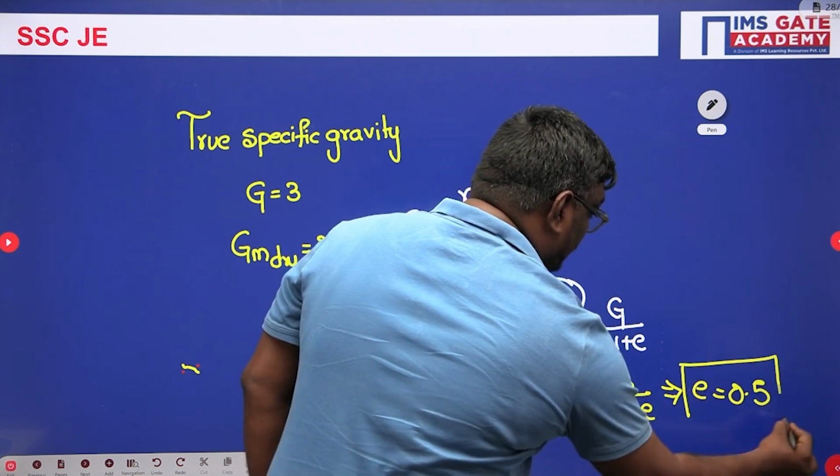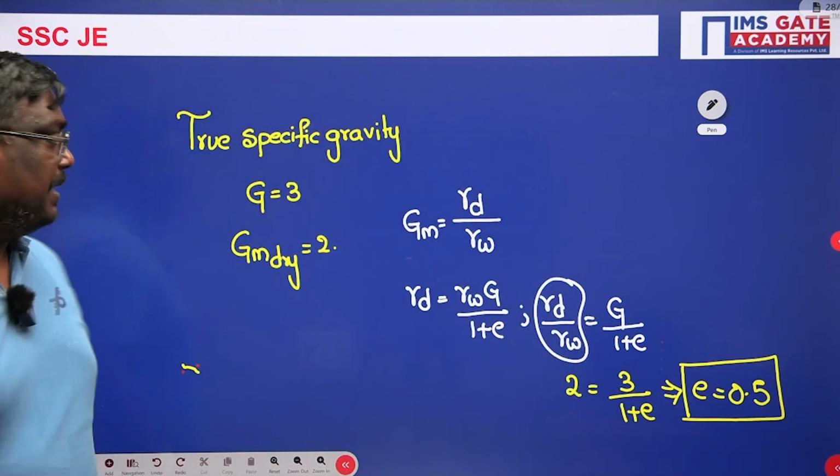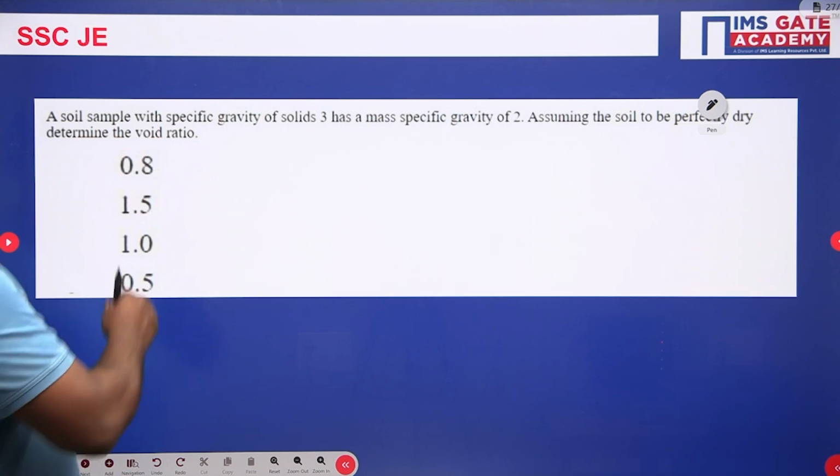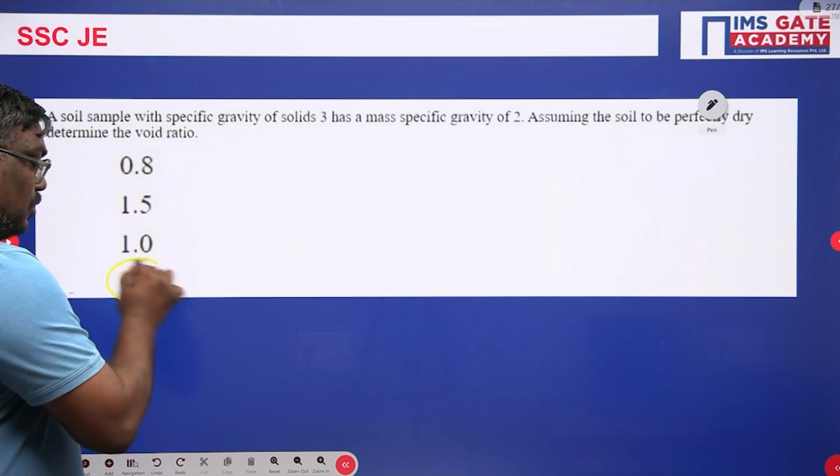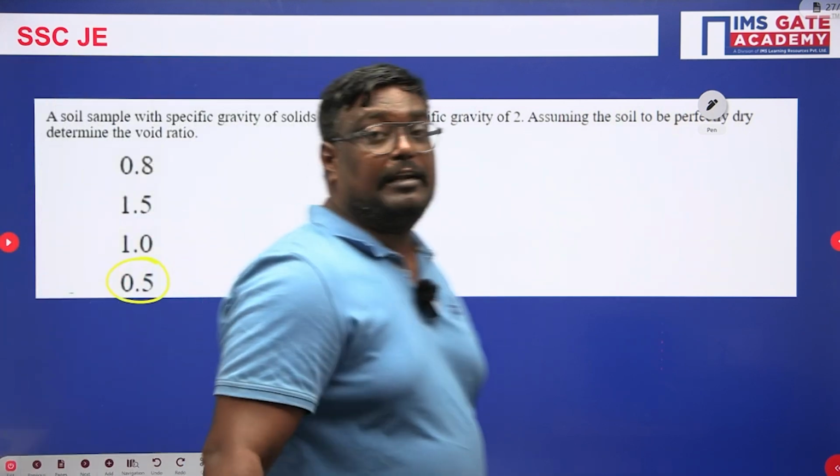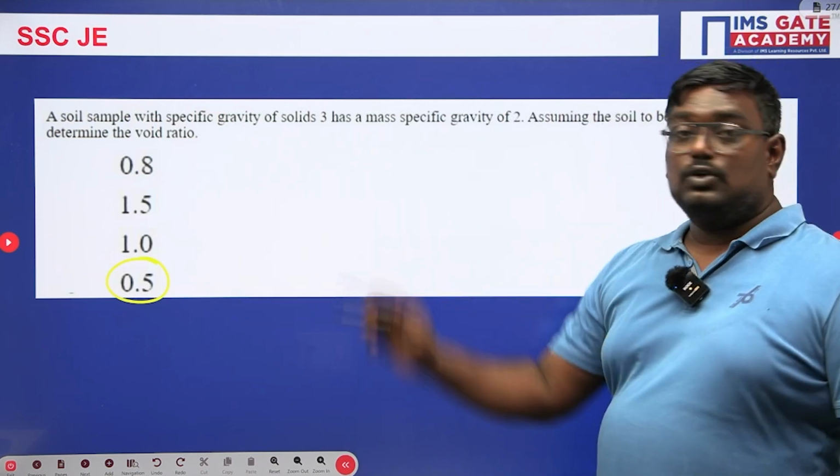So the void ratio here will be equal to how much? It will be equal to 0.5. So here the void ratio will be equal to 0.5. The perfectly dry condition they have given, sir. So how to find this?